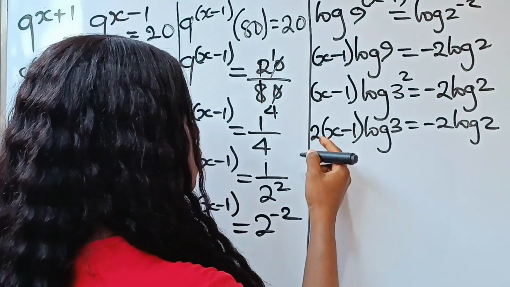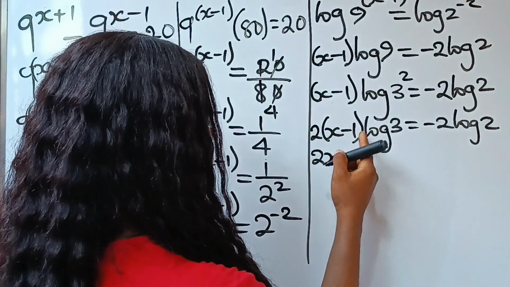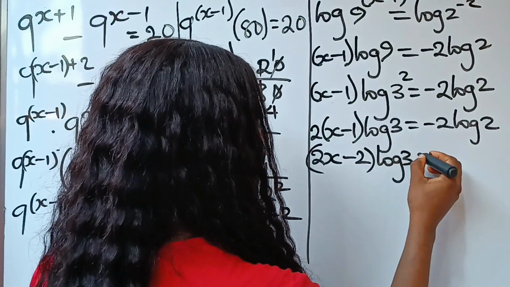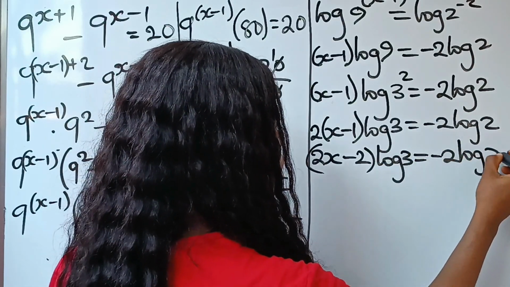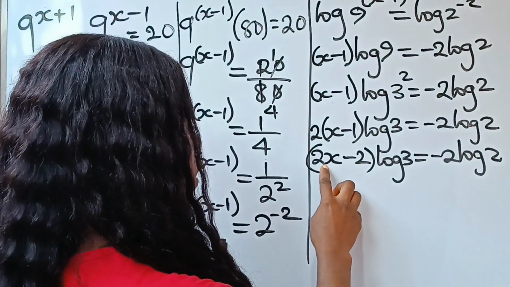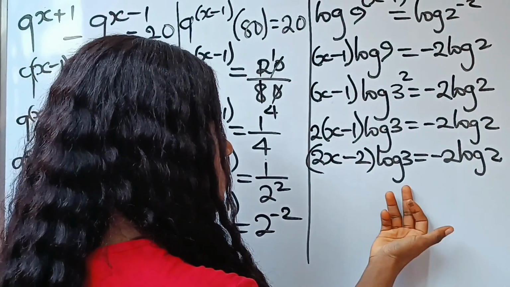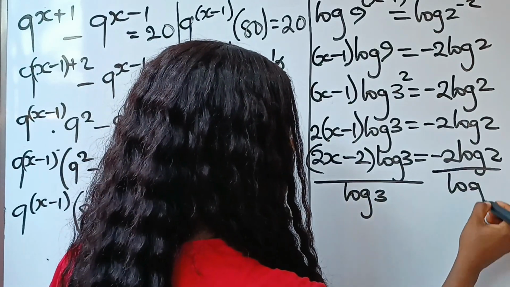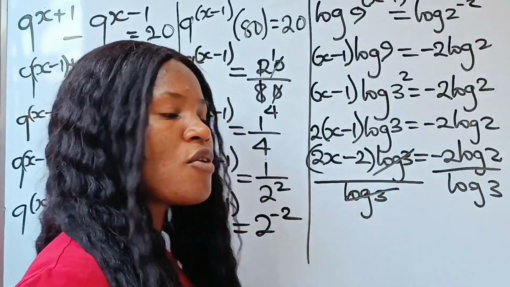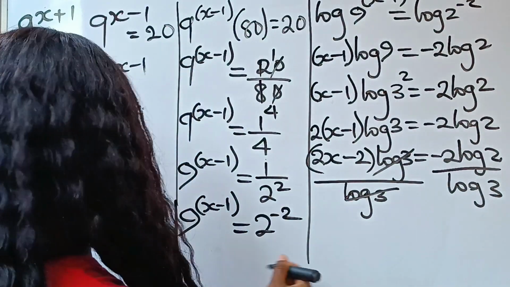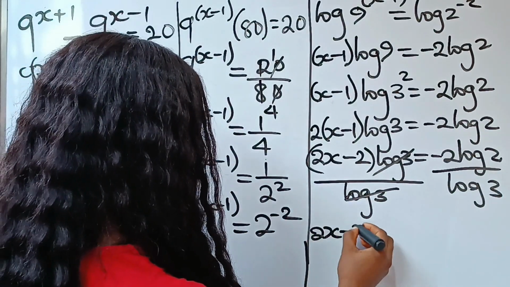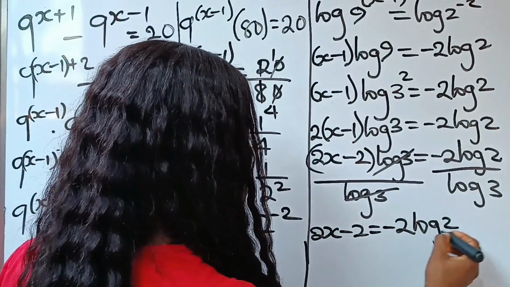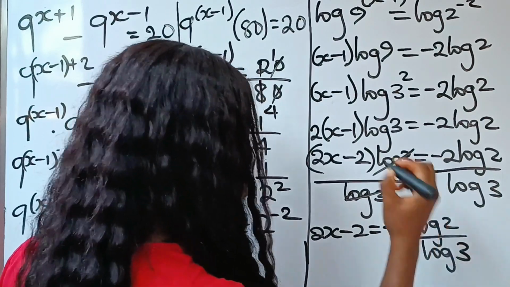All right. Now, 2 will multiply x to give us 2x. 2 will multiply minus 1 to give us minus 2. So we have log 3 is equal to minus 2 log 2. Now, to get the value of x, we need to separate this from this, right? And the only way to do that is to divide through by log 3 and divide this side by log 3 as well. So this will divide and remove each other. So what we now have is 2x minus 2 is equal to minus 2 log 2 divided by log 3.